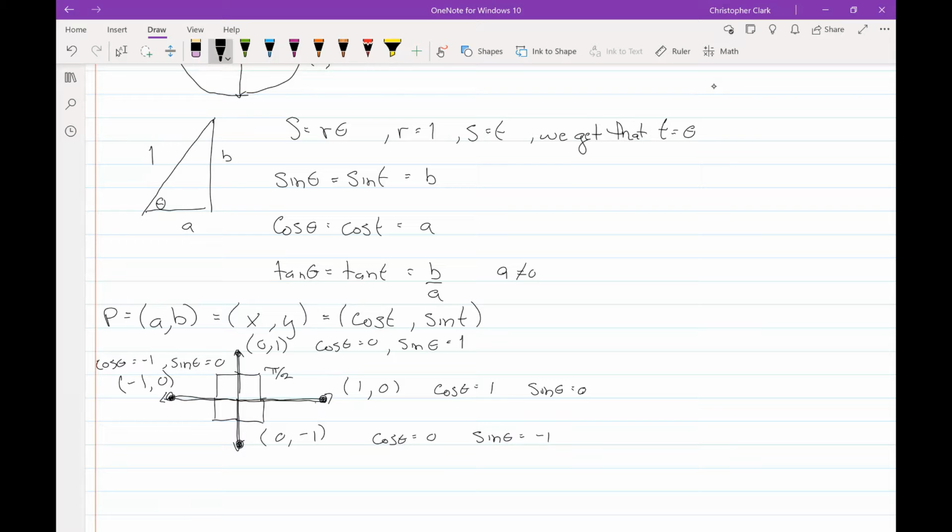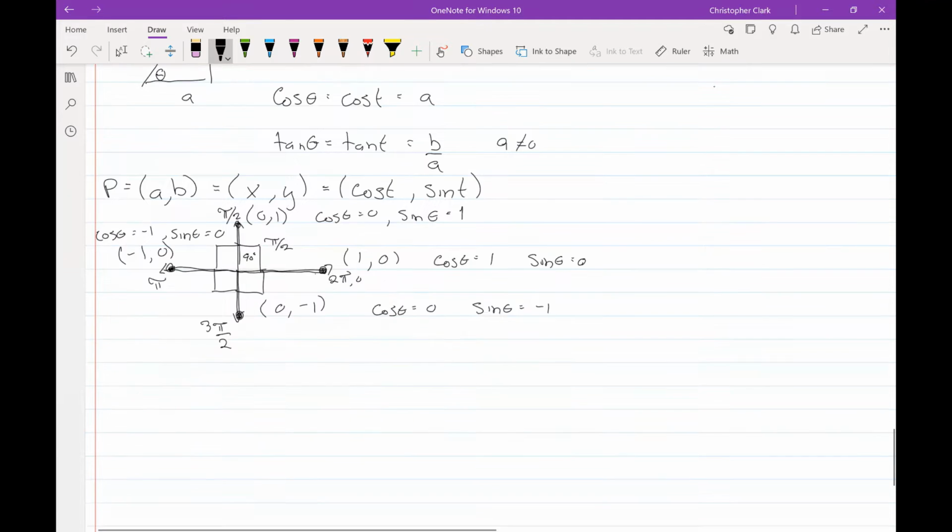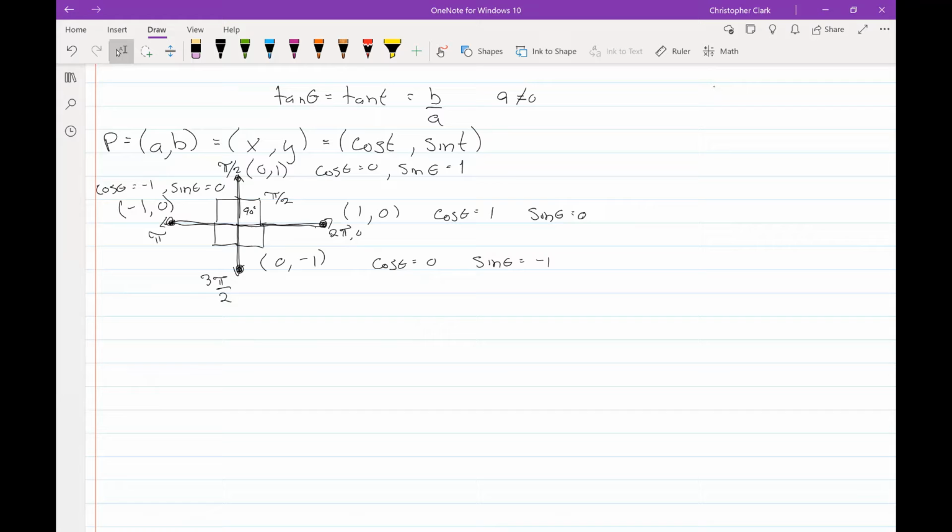So I'm going to call this upper point pi over 2, or 90 degrees. This is pi, or 180 degrees. This is 3 pi over 2, or 270 degrees. And this is 2 pi, or of course 0 degrees. So these are really special angles that allow us to define the domains and ranges of sine and cosine.